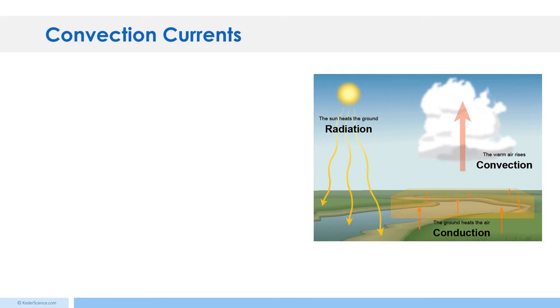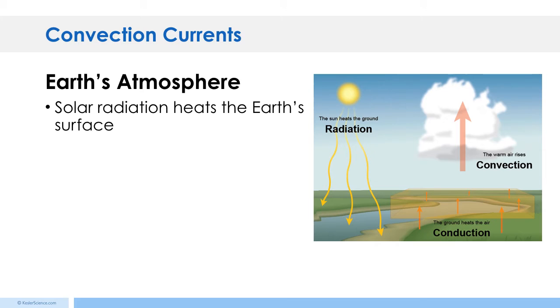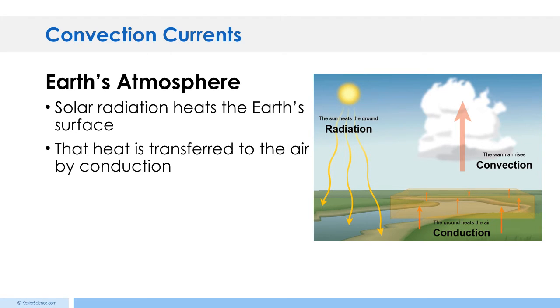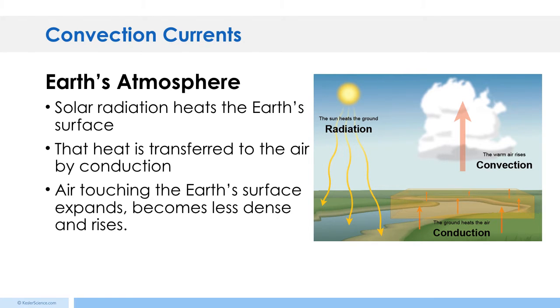We also have convection currents within our atmosphere. Just like with the ocean, the heat comes from the sun. So what happens is the sun heats up the Earth's surface. So the sun is heating up the land. That heat is then transferred to the air by conduction. So sun heats up land, land heats up air.